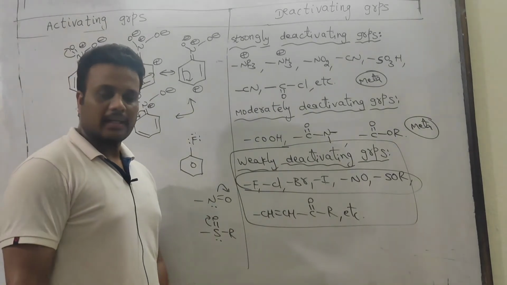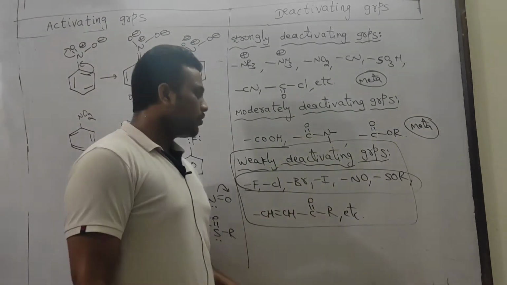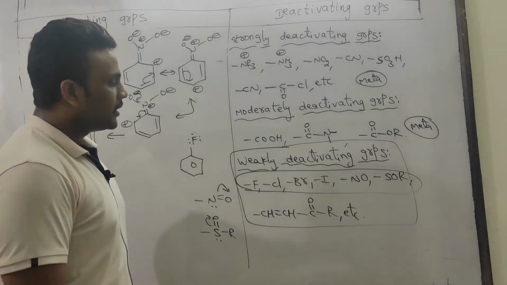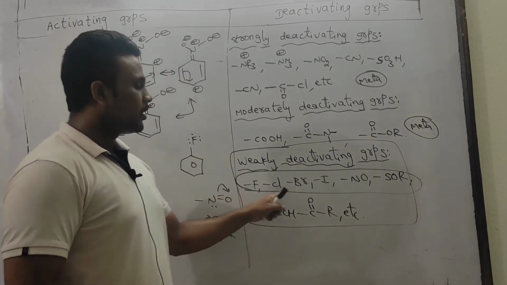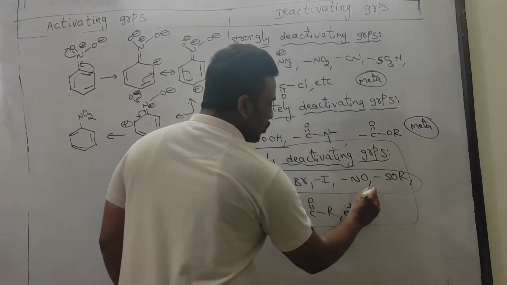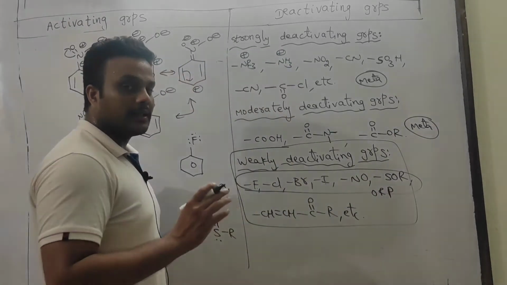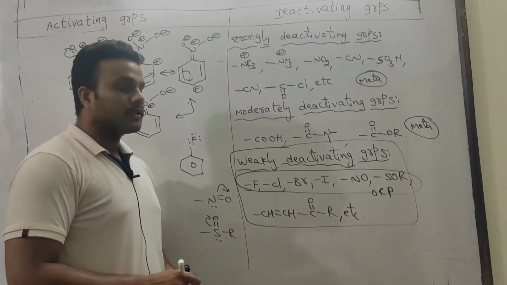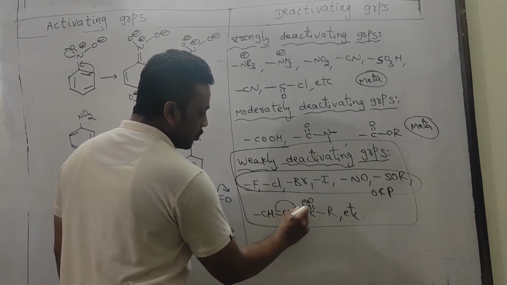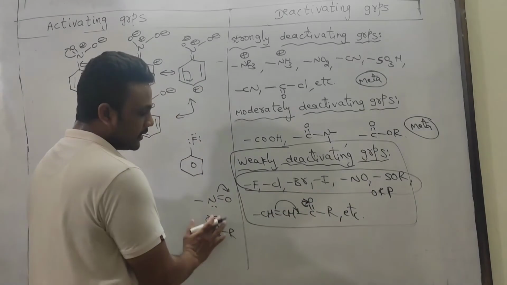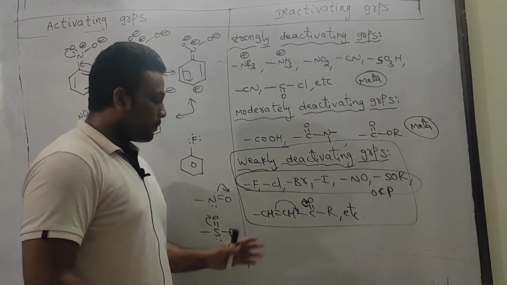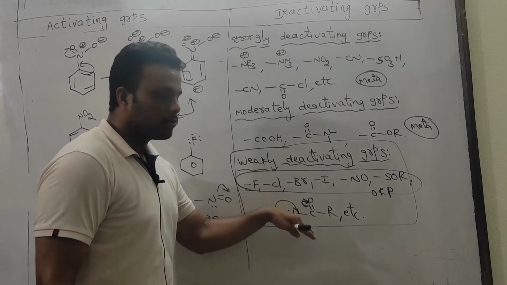That is clearly written in NCERT. And NO, SOR groups already possess lone pair, but still because of presence of this multiple bond, they deactivate the benzene ring. So these particular groups, fluorine, chlorine, bromine, iodine, NO and SOR, are no doubt ortho and para directors, but ring deactivators. Okay, special case: ortho-para directors but ring deactivators. So this one is clear, a withdrawing group is already there. So this bond shifting takes place away from the benzene. Suppose benzene ring is present here, away from the benzene ring because of this withdrawing group, pi electron shifting takes place from this side to this side.